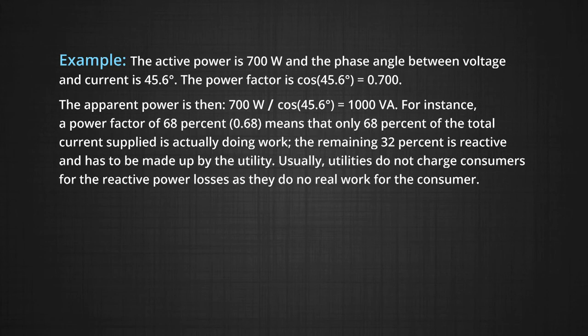For instance, a power factor of 68% or 0.68 means that only 68% of the total current supplied is actually doing the work. The remaining 32% is reactive and has to be made up by the utility. Usually, utilities do not charge consumers for the reactive power losses as they do no real work for the consumer.